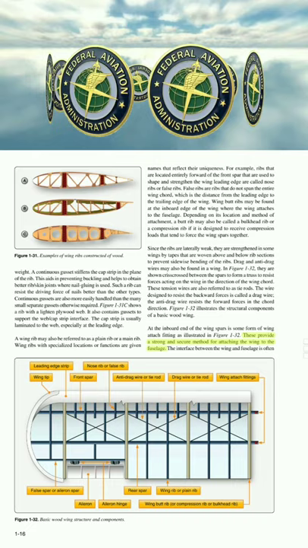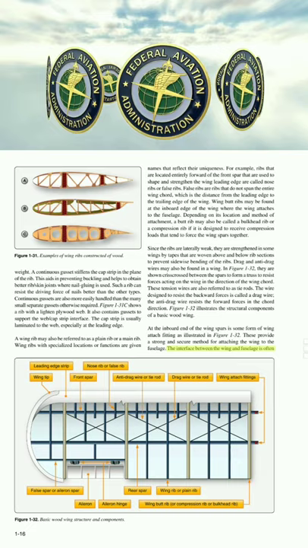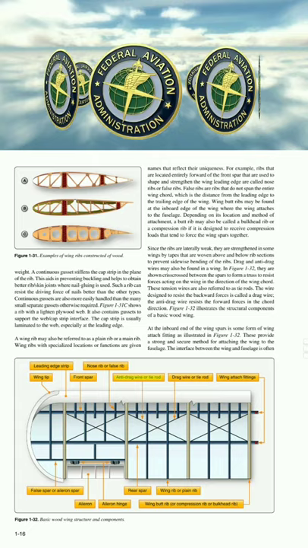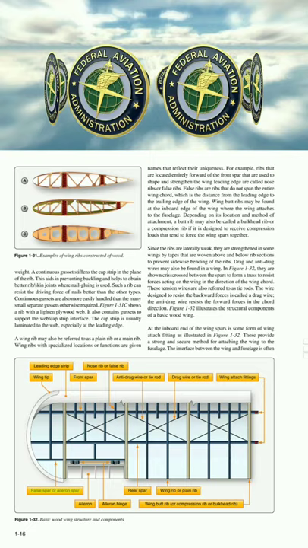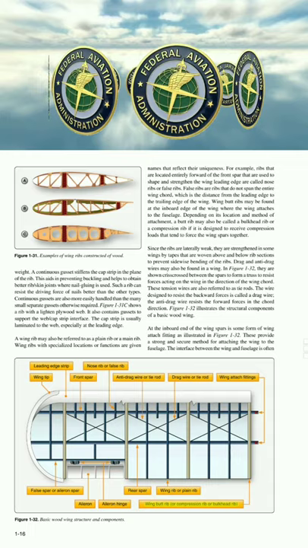Figure 132 labels: leading edge strip, nose rib or false rib, wing tip, front spar, anti-drag wire or tie rod, drag wire or tie rod, wing attach fittings, false spar or aileron spar, aileron, rear spar, wing rib or plain rib, aileron hinge, wing butt rib or compression rib or bulkhead rib. Figure 132. Basic wood wing structure and components.